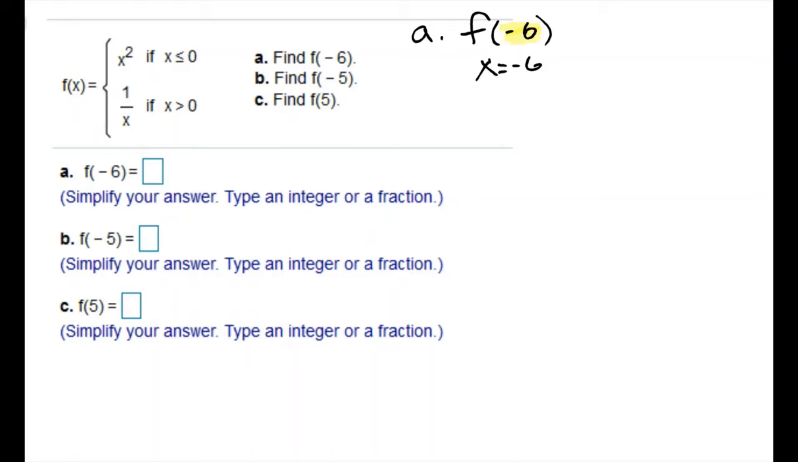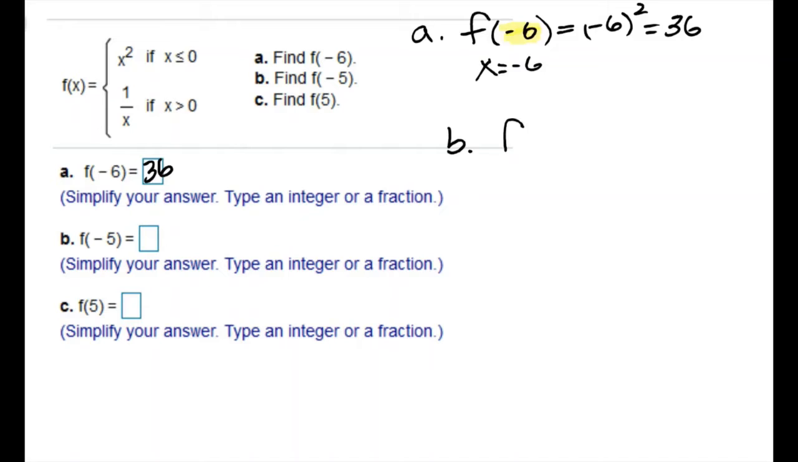So then I'm going to go over to my piecewise defined function, and I want to go to the conditions and decide which equation to use. Since x is -6, I want to use this one right here. -6 is less than or equal to 0. That is a true statement, and I'll use that equation to work it out. So I'm going to substitute that -6 into the equation for x squared to get the answer of 36.